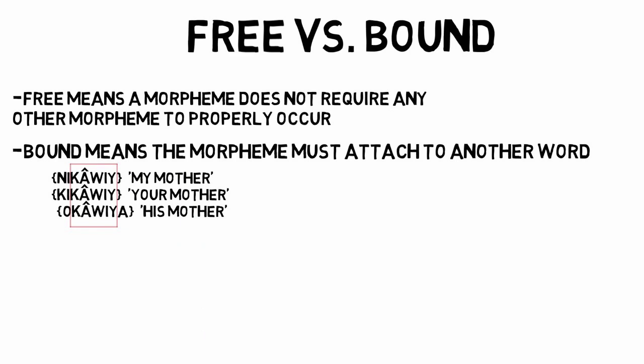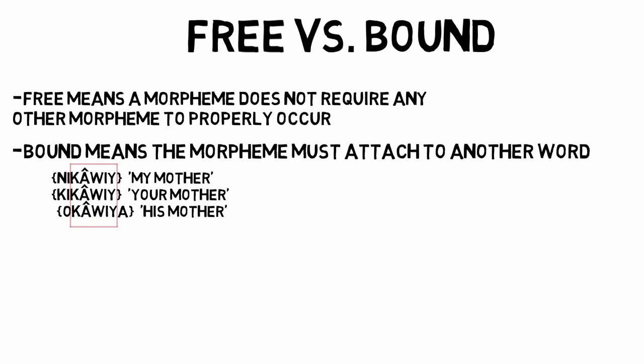For now, we're going to actually ignore the a at the end of okawia. It's a secret, doesn't really matter. If you really want to know more about it, I'll talk about it in the office hours. But let's just focus on the fact that all these forms have this kawi to them. If we look at their translations, we notice that they also all have to do with mother. So all three words have kawi and all three words have to do with mother. Let's go out on a limb and say that kawi means mother in Plains Cree.